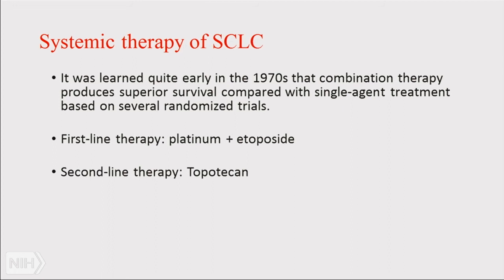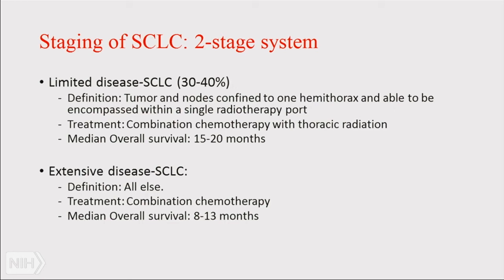Small cell lung cancer can be classified into two stages, limited disease stage and extensive disease stage. The difference is whether the disease can be covered by a single radiation port or not. If the disease is limited to one side of the hemithorax and can be covered by a single radiotherapy port, we call it limited disease. The treatment for limited disease small cell lung cancer should be radiation plus systemic chemotherapy. However, if the disease is more than a single radiation port can cover, then it's an extensive disease, and the treatment should be systemic chemotherapy.